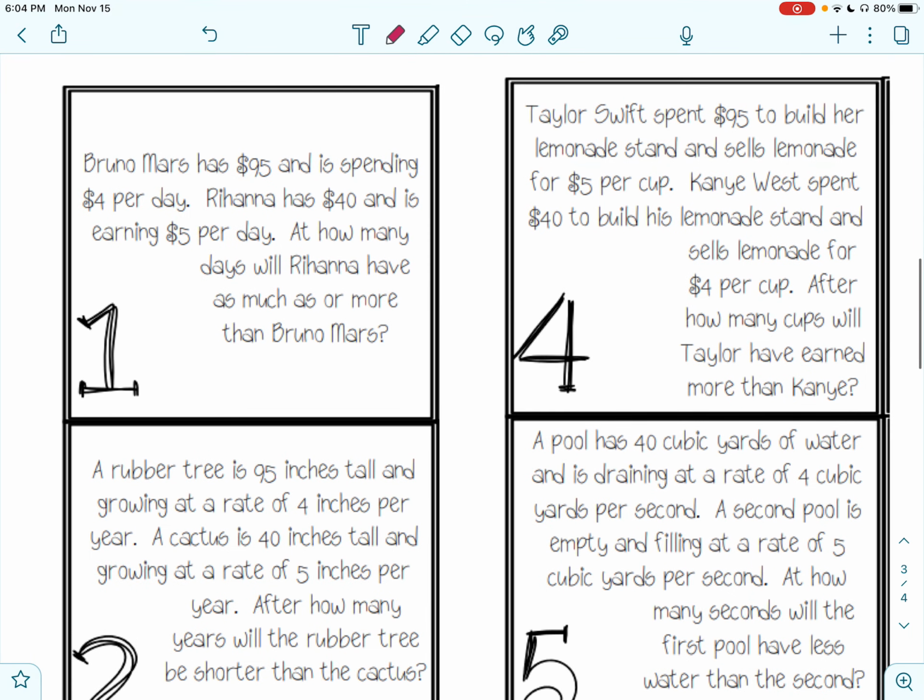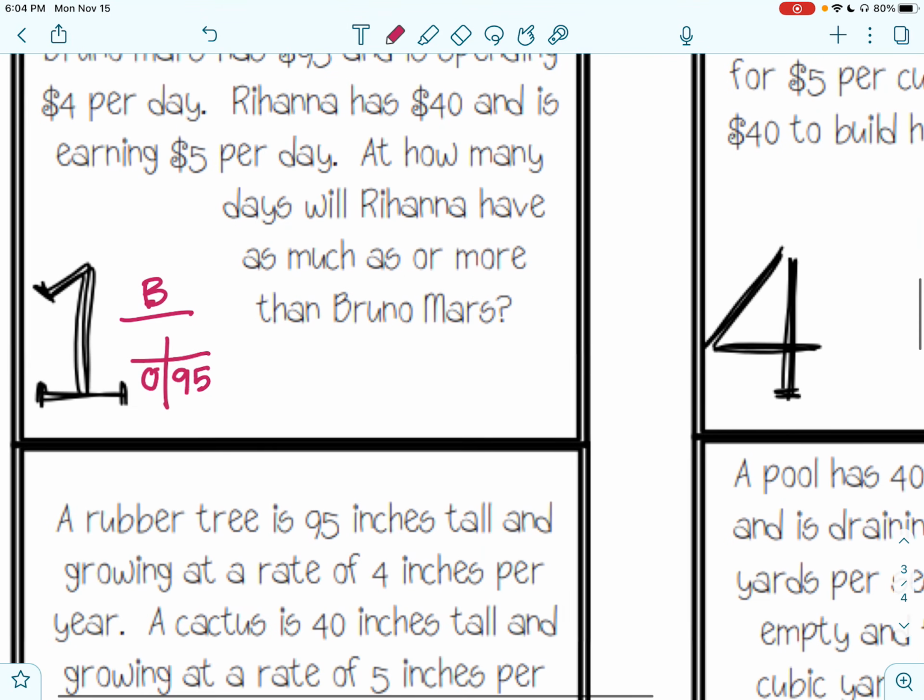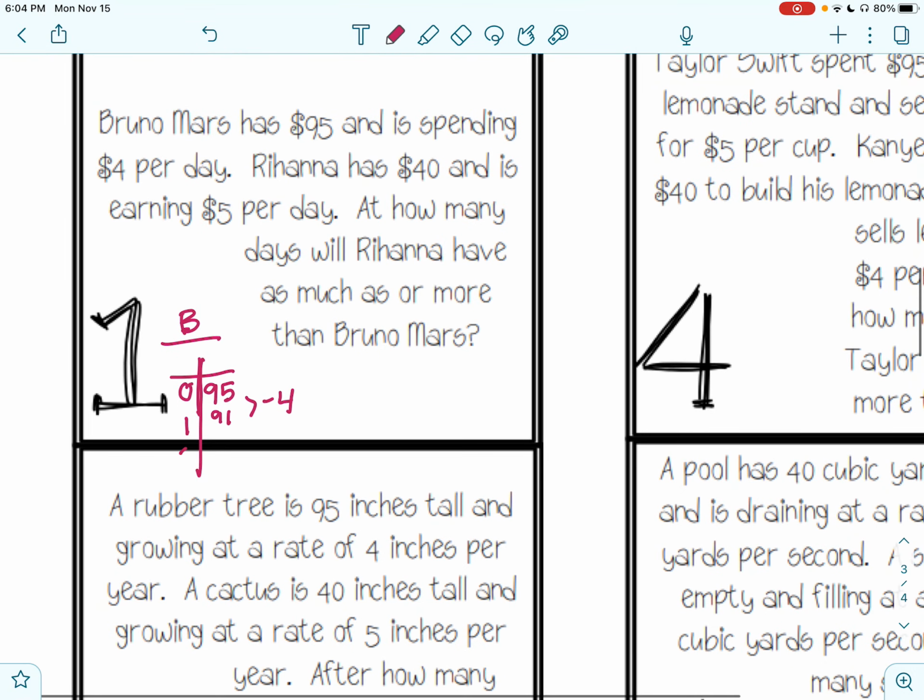So what should you do? You should do just what I just did. Bruno Mars, make a table. He has $95 and he's spending $4 a day. So on day 0, he has $95. But then he's spending, so I have to subtract 4 of his dollars. Okay? If he goes another day, I have to subtract 4 of his dollars.